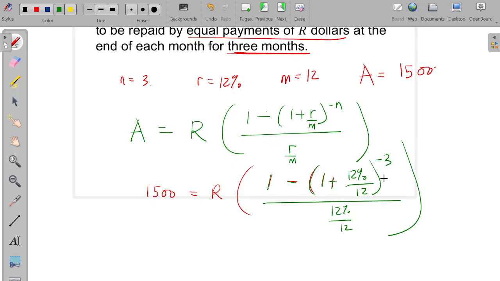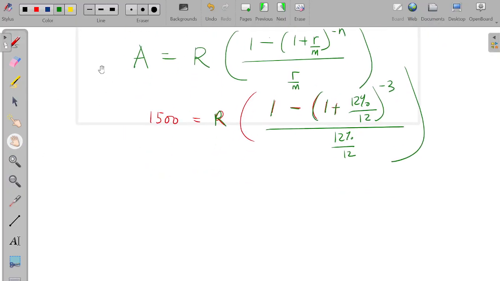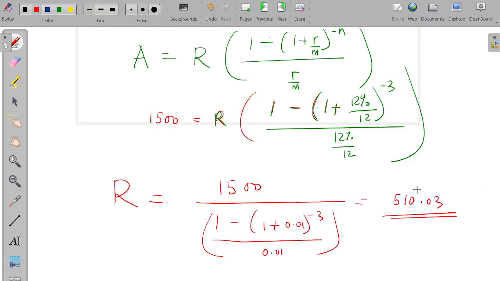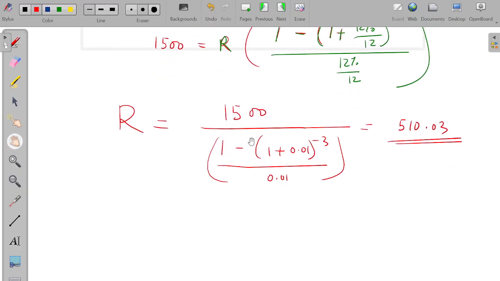You can press your calculator and make sure that you are able to get it. Let me make R the subject of the formula first. Then this equals 1,500 divided by the whole of that. 1% will be 0.01, minus 3, all over 0.01. By the time you press your calculator, you should be getting something like this. So that is our payment we are going to be making every month.